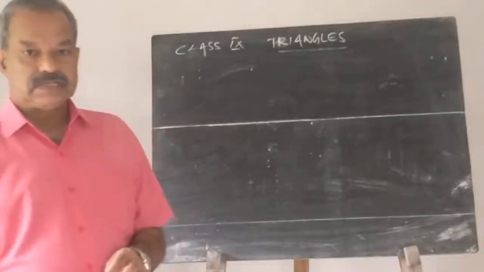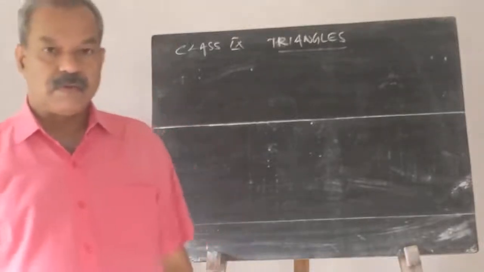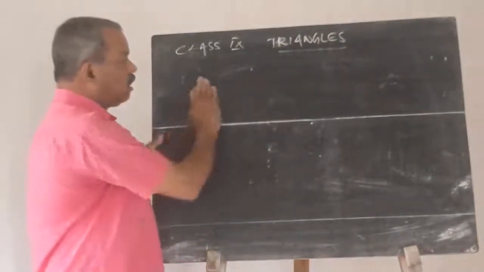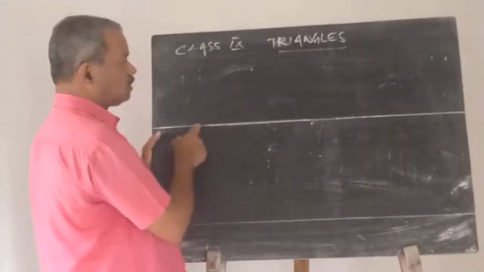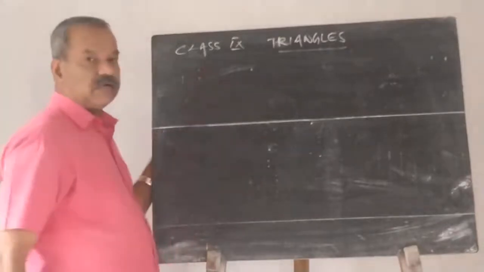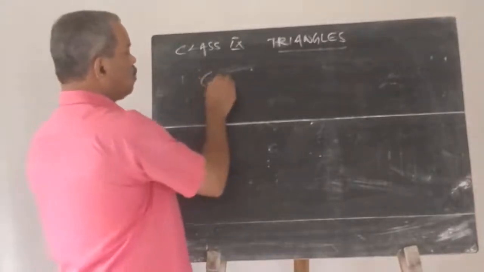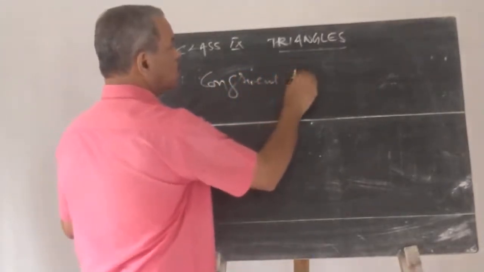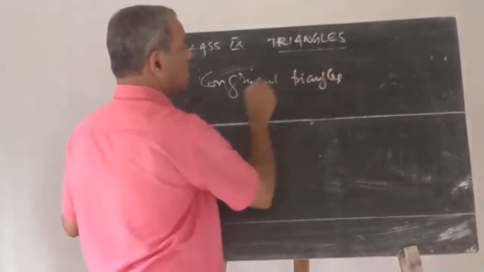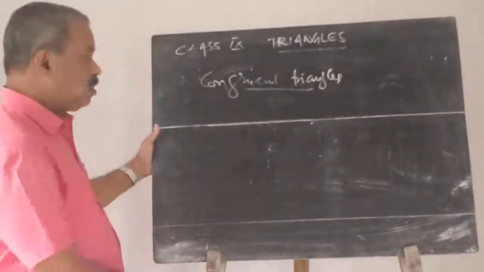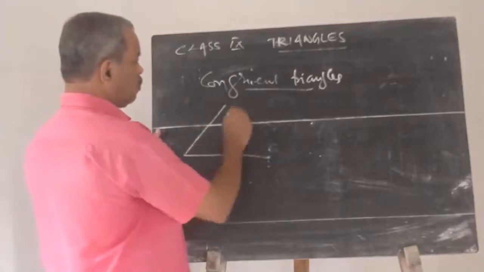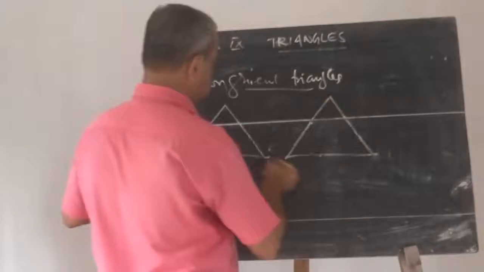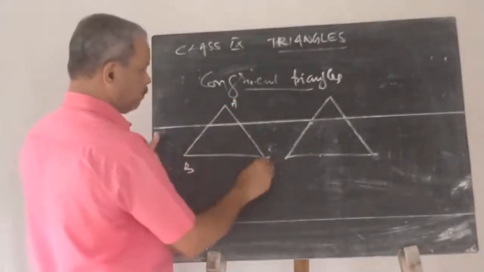In this class we are going to see the properties of triangles. What are the criteria? What do you understand by the congruency of triangles? Congruent triangles. Two triangles are said to be congruent. Triangles ABC, PQR.